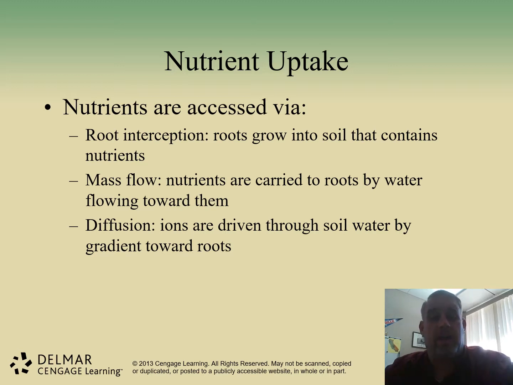Okay, nutrient uptake is done very similarly to water uptake within a plant, and this is all done through osmosis. So you have root interception. That's where roots grow into the soil area that contains the nutrients. Then you have something called mass flow, and these nutrients are carried to the roots by water flowing toward them. So this is almost a magnetic reaction where the water flows or is carried towards the roots. And then diffusion is where the ions are driven through the soil water by a gradient towards roots.